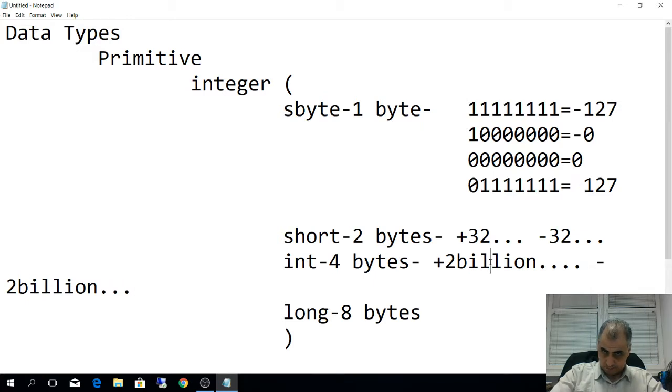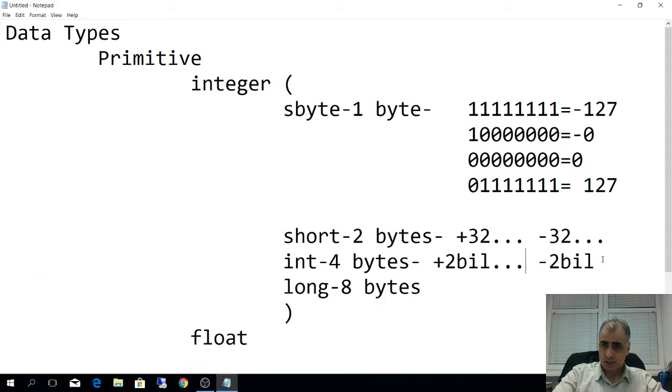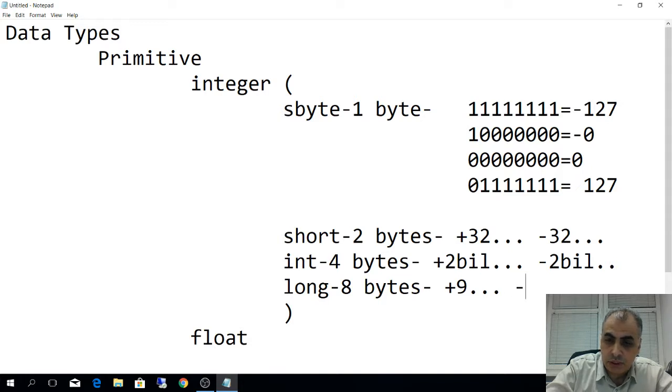Okay, so let me write like this, to put all of them together. 2 billion something, and here is also. So what about this? This is a very huge number. Plus 9, not billion, after billion comes trillion, and it carries on like this. I don't know how to read that number. It's not so important. It is 9 something, a very, very huge number.